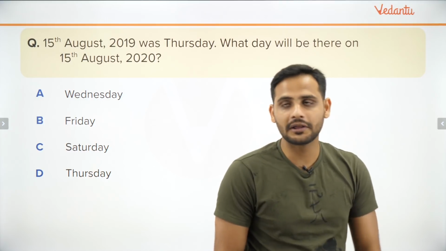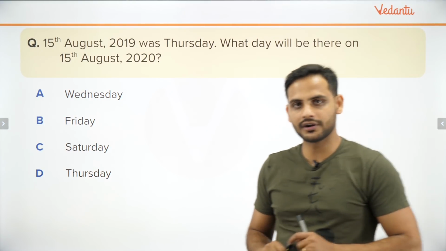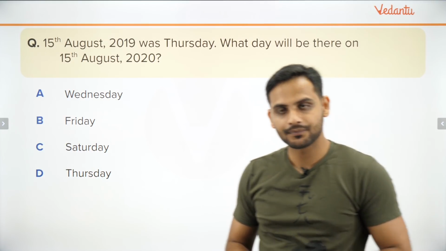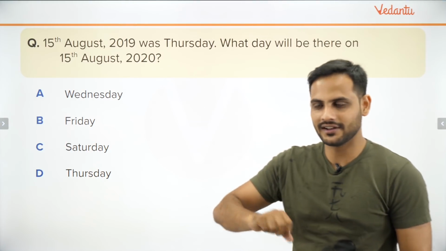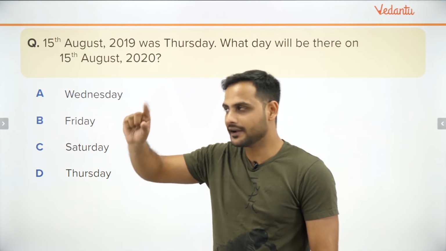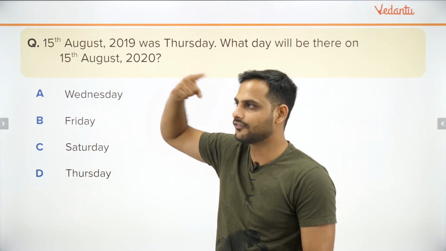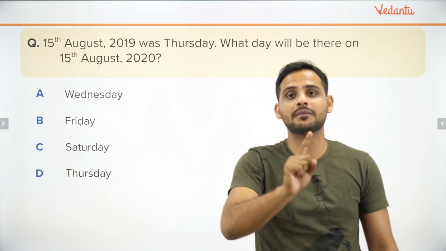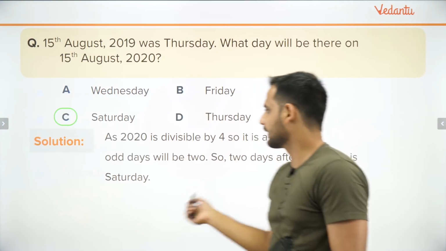But the main tricky part here was that you have given the years as well. 2019 is a normal year, but 2020 is a leap year. Leap year means there are 2 extra days, so all the days will be shifted by 2. Since it is Thursday here, 2 extra odd days: Friday and Saturday. So Saturday will be the correct answer. Those who got Friday, you need to see that this was a leap year. So the correct answer is Saturday.